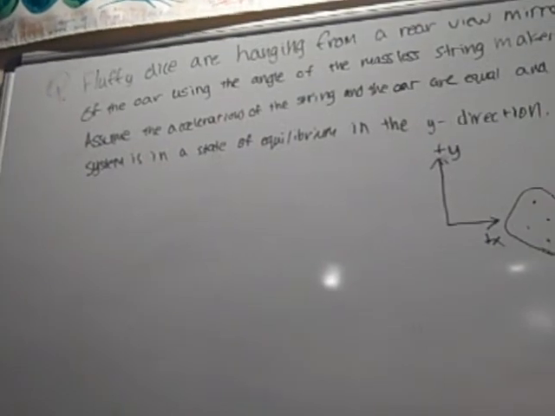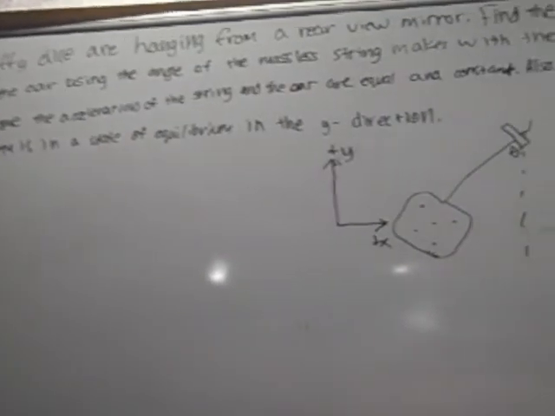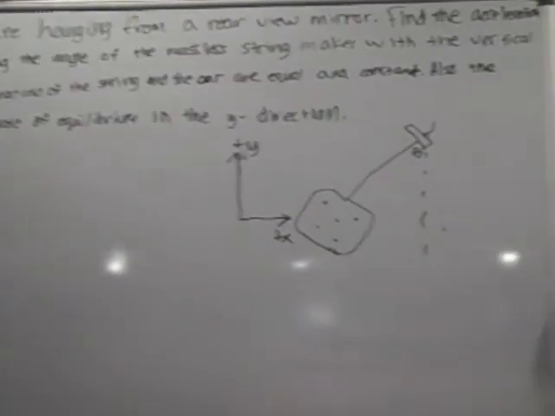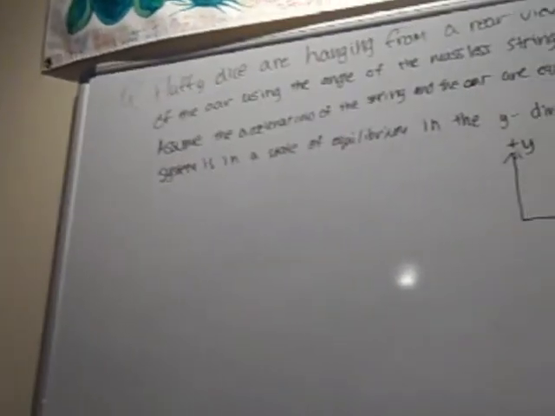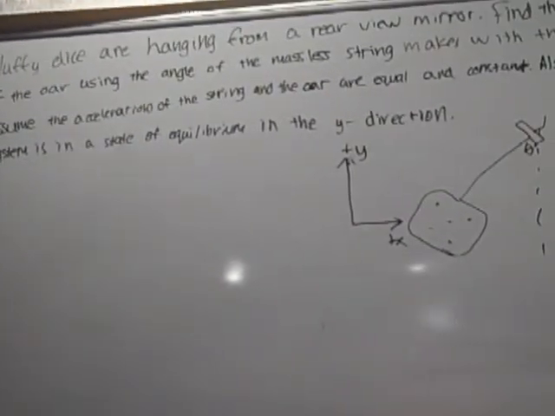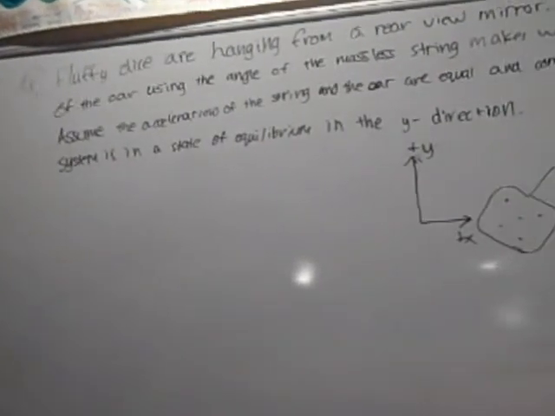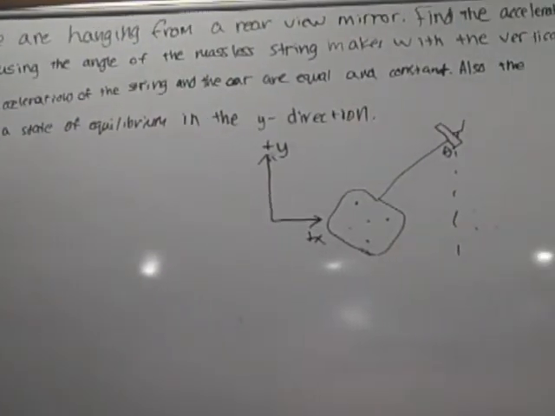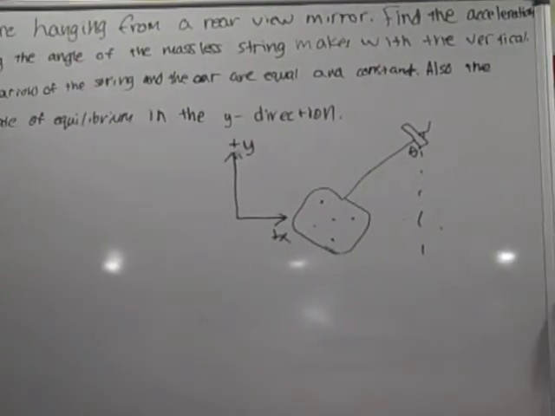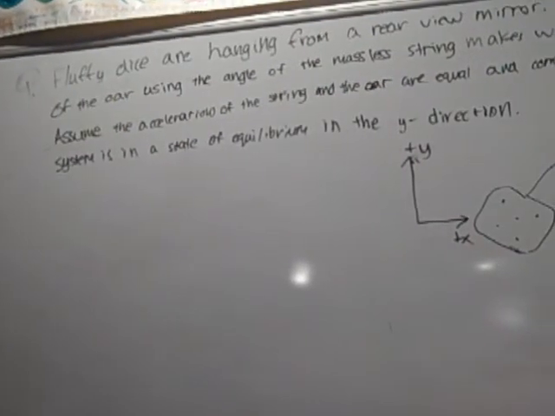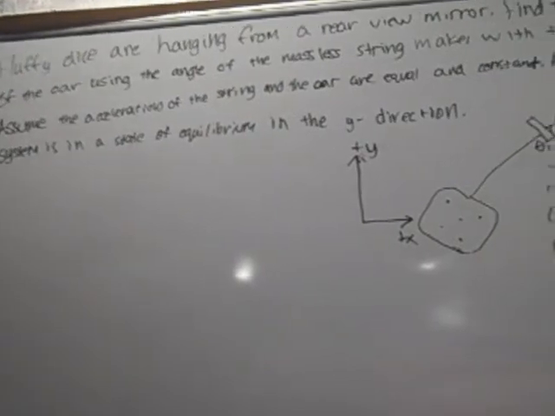So, the problem is, fluffy dice are hanging from a rearview mirror. Find the acceleration of the car using the angle that the massless string makes with the vertical. Assume that the accelerations of the string and the car are equal and constant. Also, the system is in a state of equilibrium in the y direction.